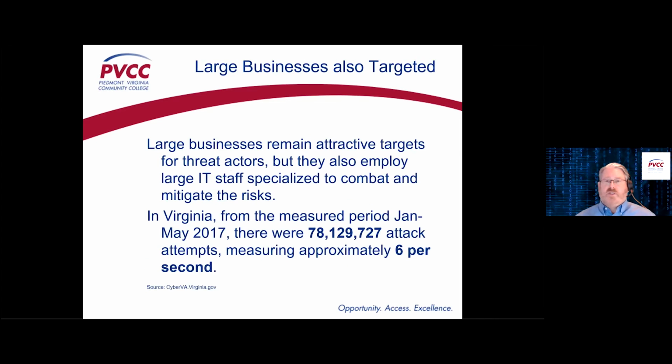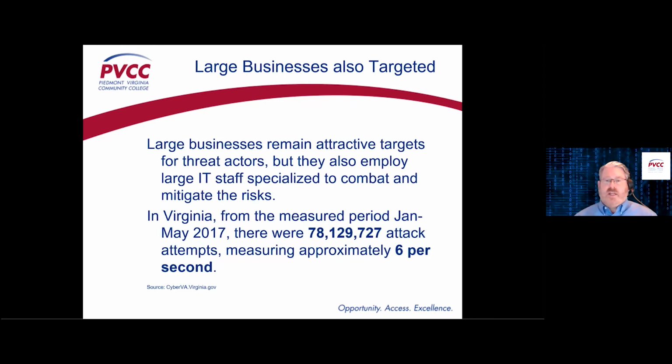Well, large businesses will have the resources to be able to try to counteract those. They may have dedicated cybersecurity, dedicated IT staff on there. And small businesses, we usually don't. So in Virginia, when you think about how many attacks are going out there right now, they're averaging 6 per second just in Virginia. So these things are going out there.